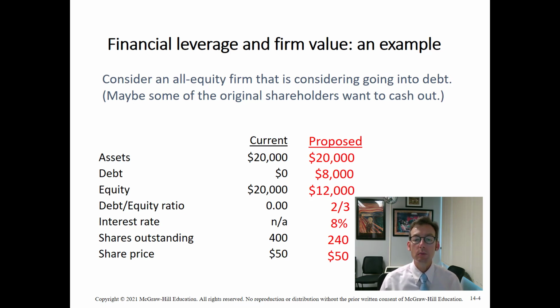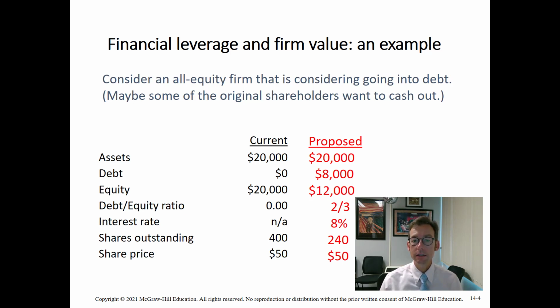Now let's talk about the proposed firm. We're still going to have $20,000 in assets, so we're not buying anything or selling anything from an asset perspective. But now we are going to take on $8,000 in debt and use that money to purchase back $8,000 worth of shares. And so now we're only going to have $12,000 in equity. And we've got $8,000 in debt, so our debt to equity ratio will now be 2/3. Our interest rate, since we have debt now, we're very interested to know, is 8%. And our shares outstanding are 240.